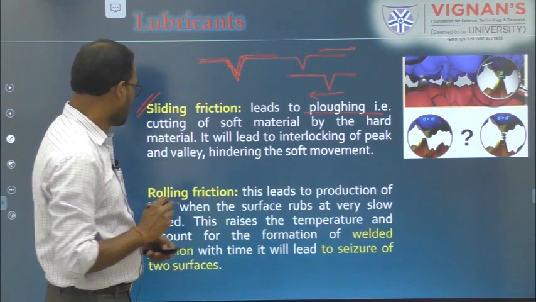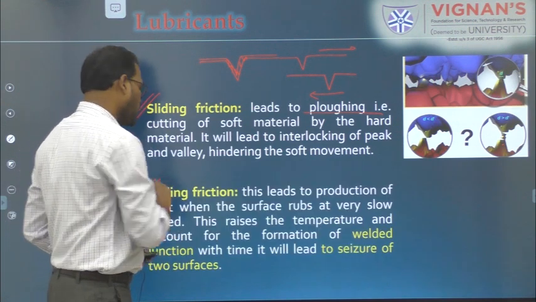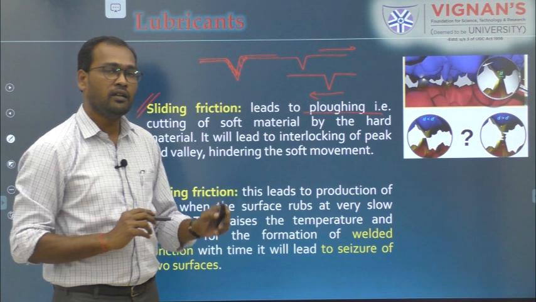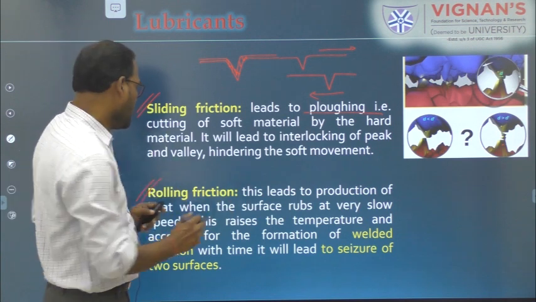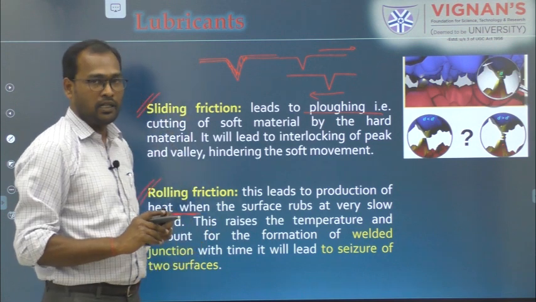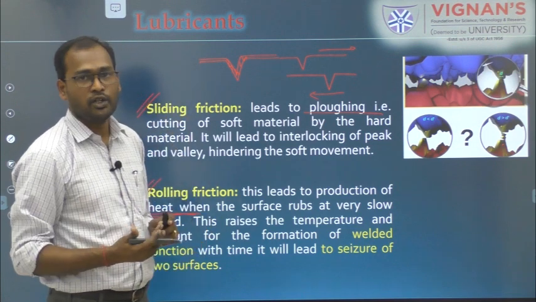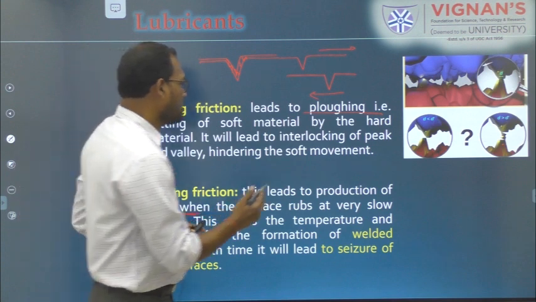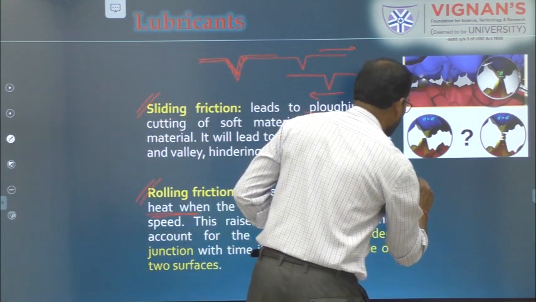The second one is rolling friction, right? And this friction mainly produces heat, right? So this leads to production of heat, and this heat will be converted into a temperature, and this heat is mostly localized.